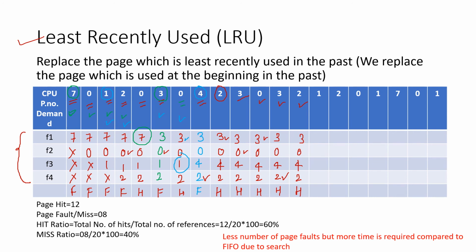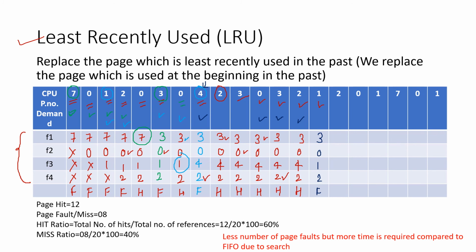Okay. Now next is 1. Now which to replace? So where is 3? 3 is used here, 0 is used here, then 4 is used somewhere back, and 2 is used here. So which was used long back? 4. So we can replace 4 by 1. So we write 3, 0, 1, 2, and it's a page fault.